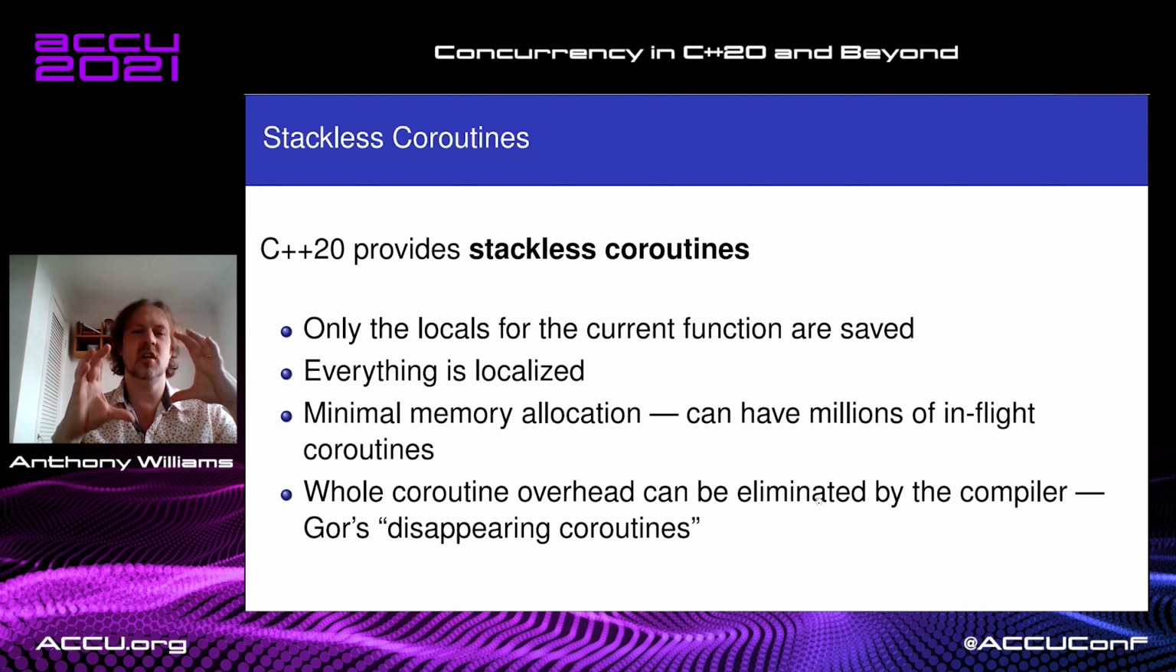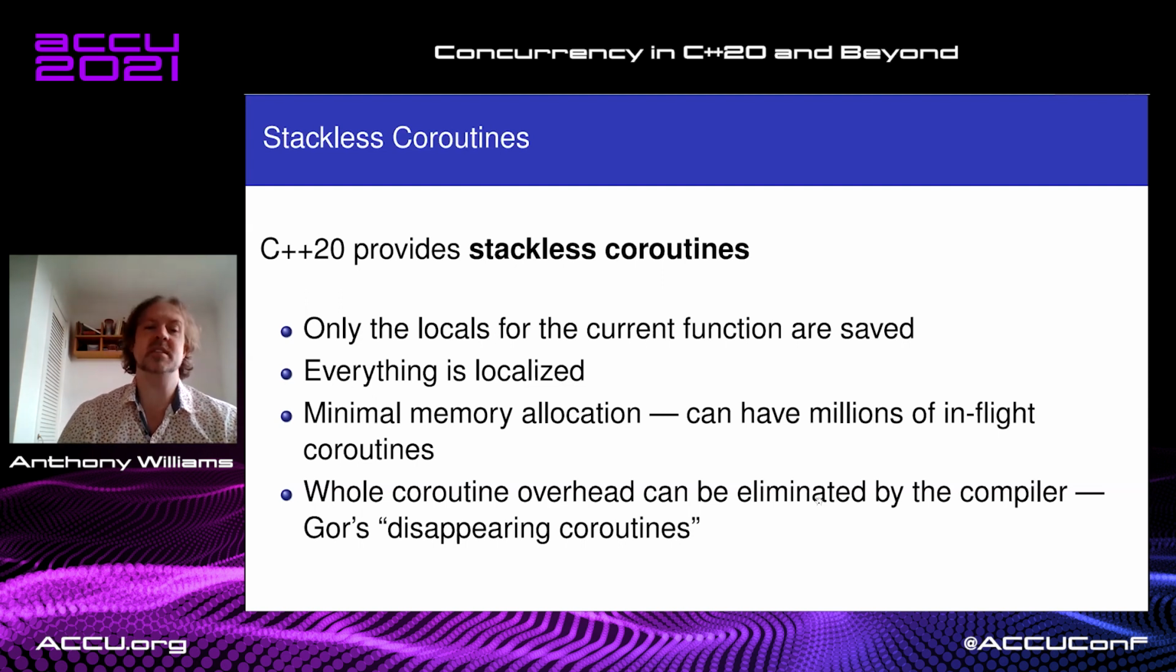Whereas if you've only got the local variables, then you don't need that. You only need whatever you've got locally, which is generally not vast amounts of data. So we have minimal memory allocation and therefore the potential for millions of in-flight coroutines. You're not going to be able to have millions of in-flight coroutines if you've got a whole stack saved, because suddenly you end up with gigabytes of stack data, because they quickly accumulate.